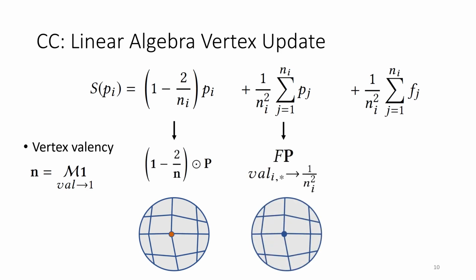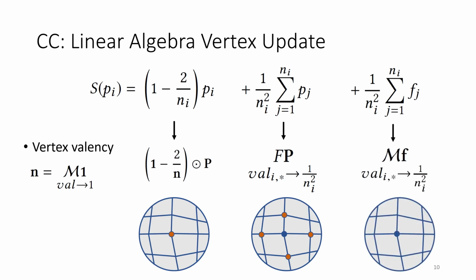The second term averages the neighboring vertices. We do that using a mapped SPMV of the matrix F with the positions. Each row in F corresponds to a vertex and has non-zero entries in columns corresponding to its neighbors. Each non-zero value in a row is then substituted by the valency-dependent term.